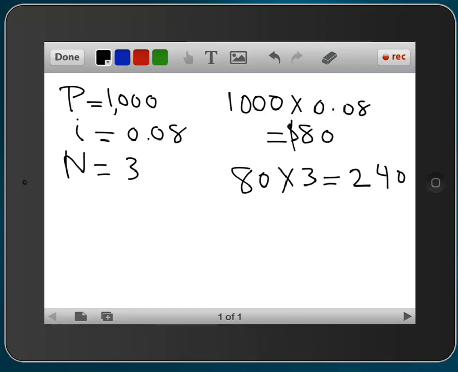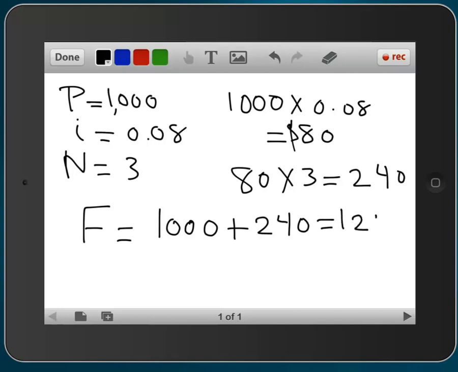Based on that, the total amount that should be paid after 3 years, and we will call it the future amount, should equal 1,000 plus the 240, and that will equal 1,240. And this is the total amount that you need to pay back after 3 years using simple interest if you borrowed 1,000 as the principal amount.